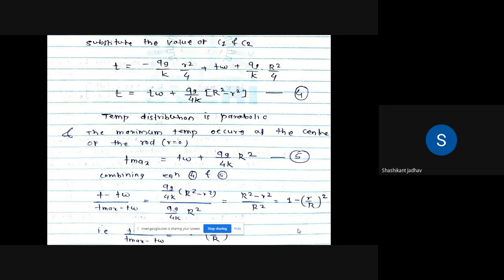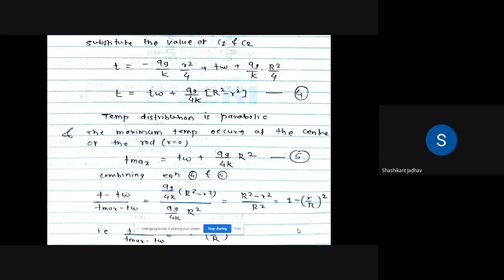How do we calculate the resistance in the electrical system? Resistance is equal to rho into L divided by area. Rho, the resistivity, is given, the length is known to us, and the area is easy to calculate. Using that we calculate the value of resistance, then we put that value of resistance into Q is equal to V square upon R.